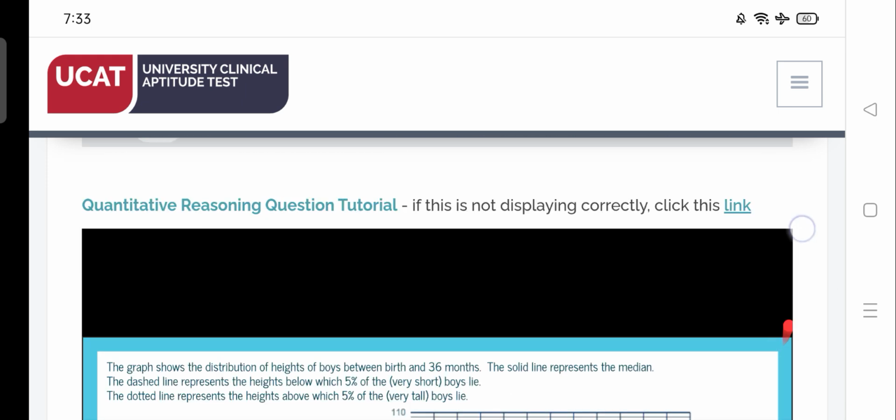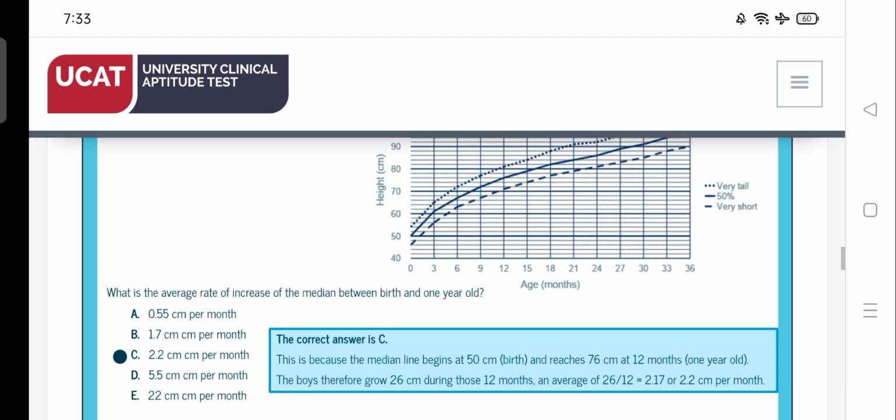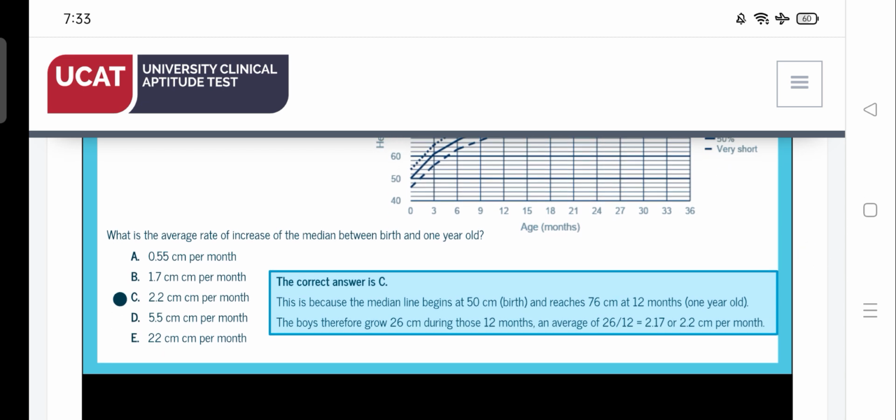So the correct option is option C. This is because the median line begins at 50 centimeters and reaches 76 centimeters at 12 months. The boys therefore grow 26 centimeters during those 12 months, an average of 26 divided by 12, which equals 2.17, or 2.2 centimeters per month.